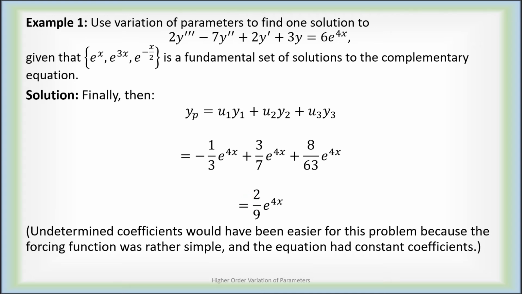The purpose of this example was not that variation of parameters is the easiest way to do it. The purpose of this problem was to work through variation of parameters when none of the particular computations were that bad.